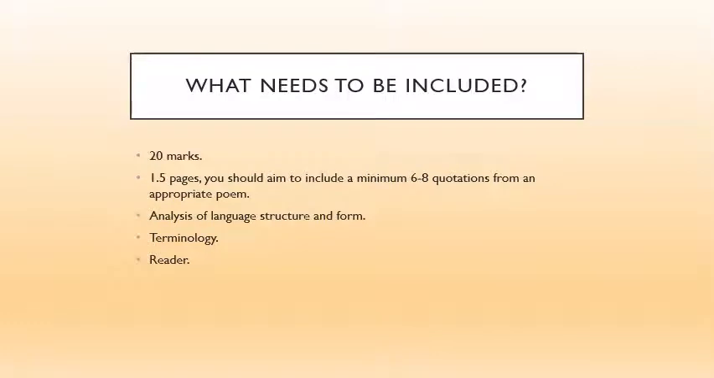Things you need to know. It's worth 20 marks. The examiners would expect you to write 1.5 pages. You should aim to include a minimum of 6 to 8 quotations from an appropriate poem. You've got to analyse language, structure and form. You've got to use terminology, and you've got to mention the reader.